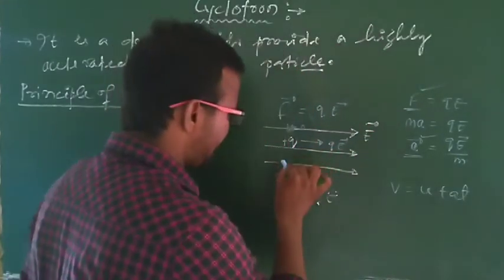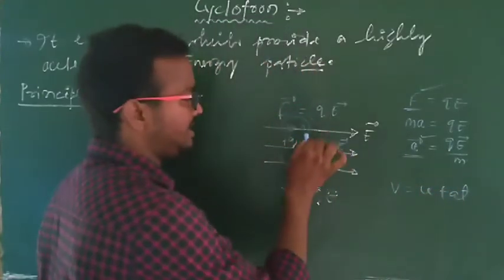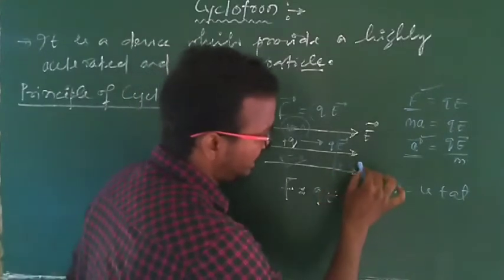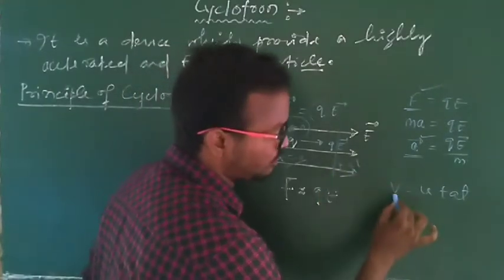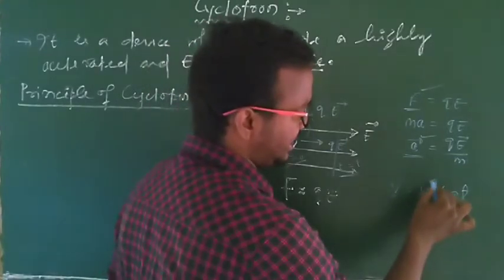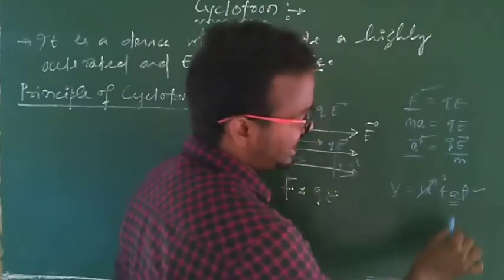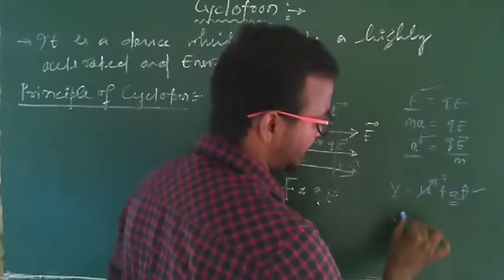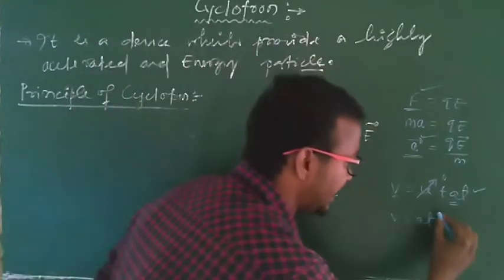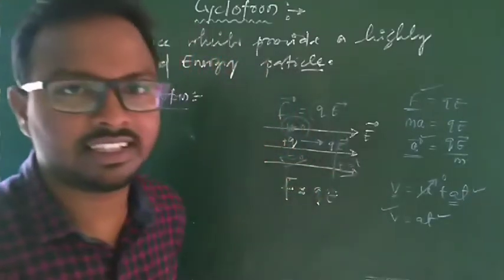Clear? At time t equal to 0, if the velocity of the charged particle is 0, that means the initial velocity is 0, but after time t it changes its velocity to v, and that velocity can be written as v equal to u plus at, with initial velocity 0. So after time t, when the charged particle accelerates with a constant acceleration a, v equal to at. If time increases, then the velocity of the charged particle increases.